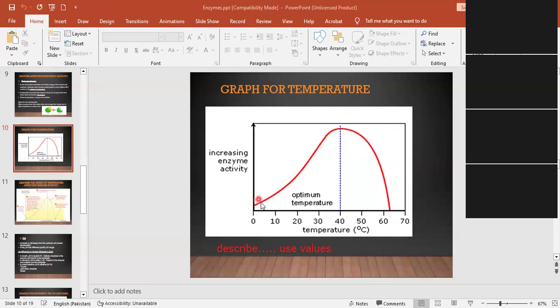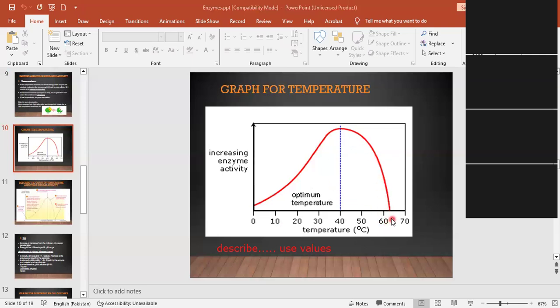For example, describe: at 0 the enzymes were inactive. As the temperature increased, at every 10 degrees centigrade, the enzyme activity is increasing, till it reached its peak at 40. As the temperature increased from 40, the enzymes started to lose their enzyme activity, and the reaction stopped.